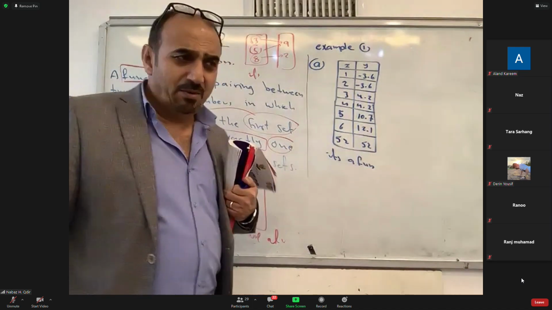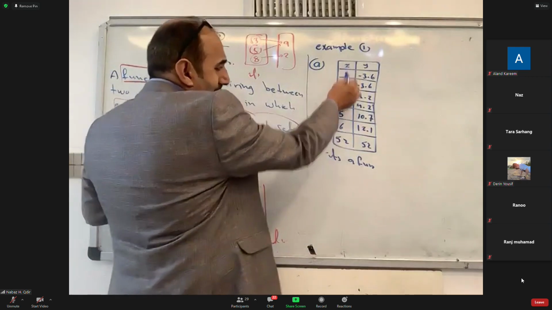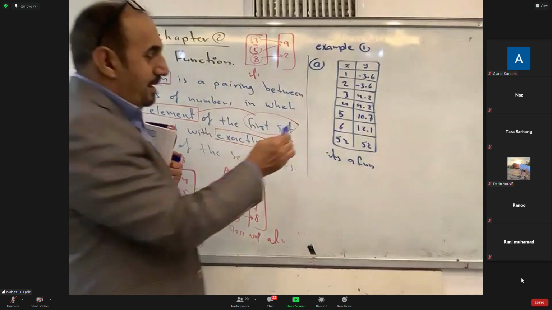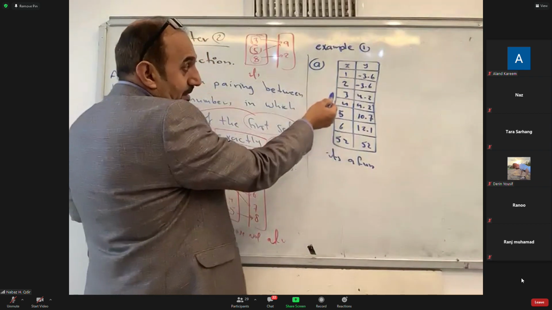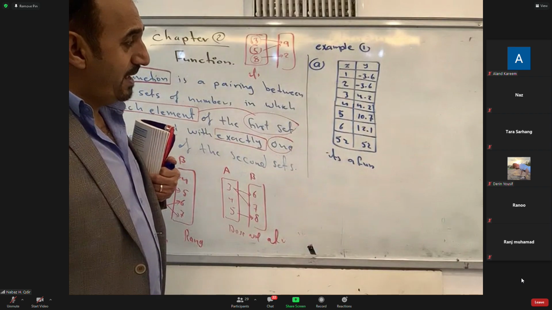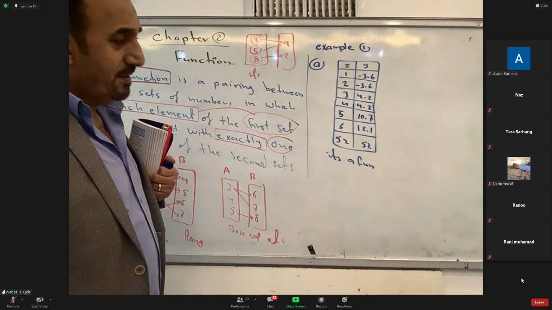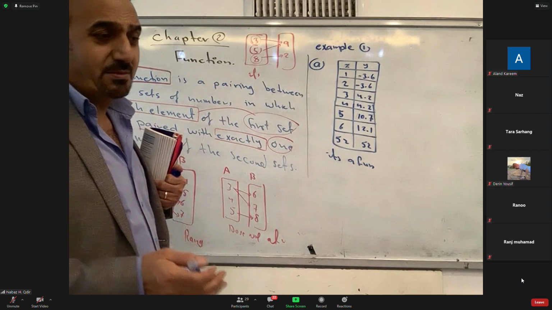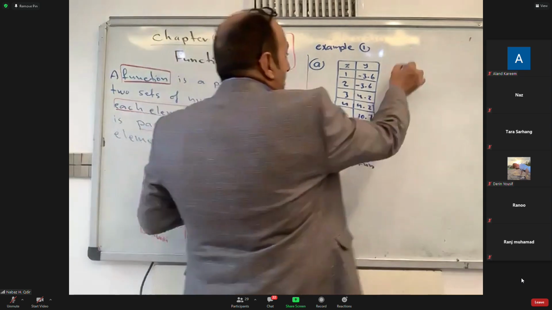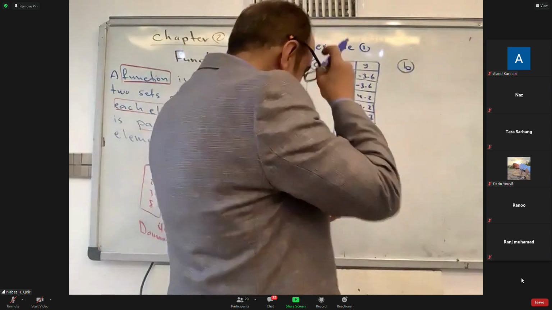If a number in X is repeated, it is not a function. In the set A, if one number is repeated, that means it is not a function. That means this number is going to two numbers, okay?